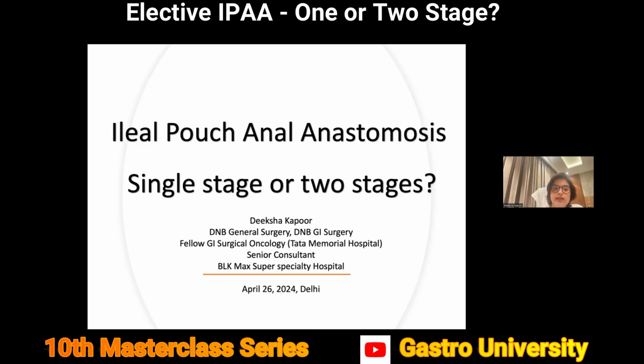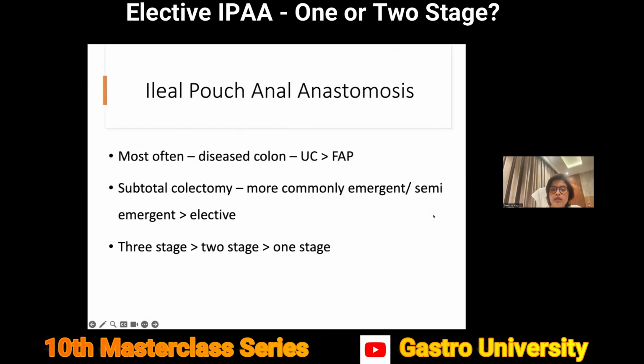So we are talking right now about ileal pouch anal anastomosis. Does it make sense to do it in a single stage versus a 2-stage procedure, and possibly when? Like sir already said, we are going to do this procedure most often for a diseased colon, and the most common recommendation for this would be ulcerative colitis followed by FAP. A single stage pouch is very unlikely, and even for that matter, the percentage of restorative proctocolectomy being done for Crohn's disease is relatively less.